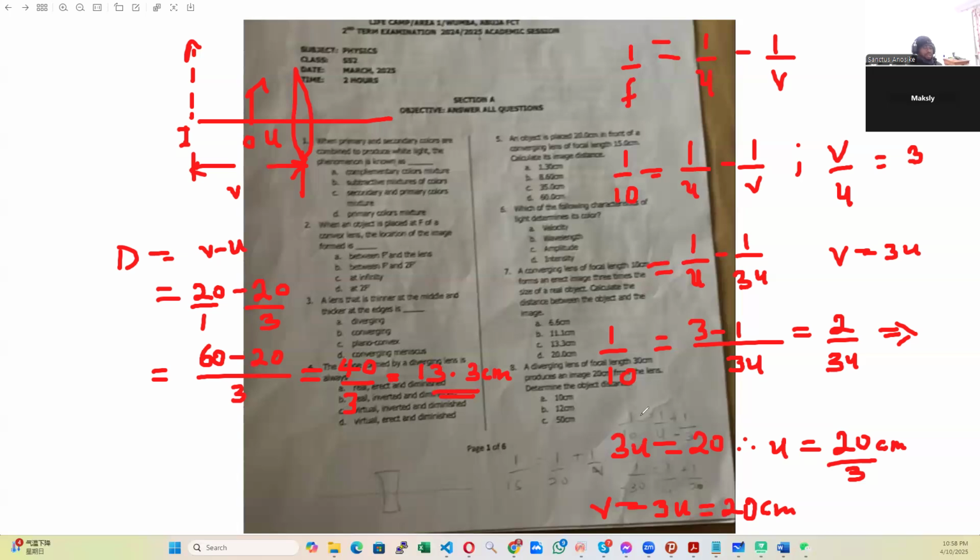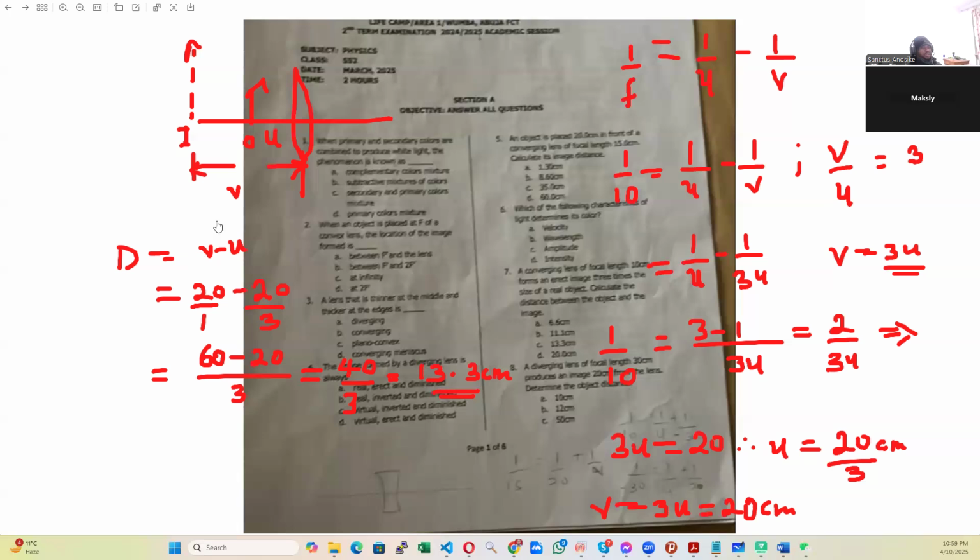Now you see, you understand what I did from here, right? Yes. So we cross multiplied. We have 3u equal to 20. So u is equal to 20 divided by 3 cm. And that means that v is 3u, and 3u is 20 cm.